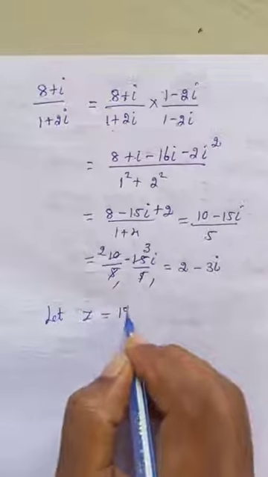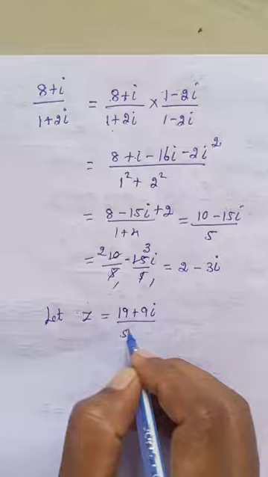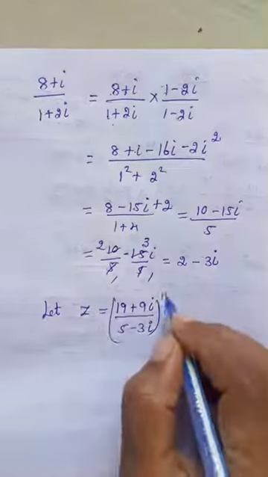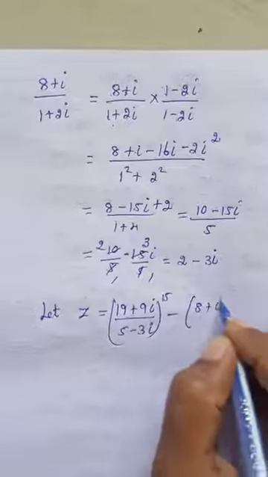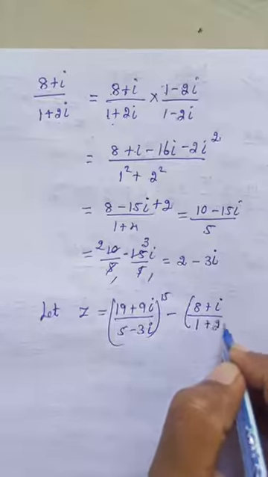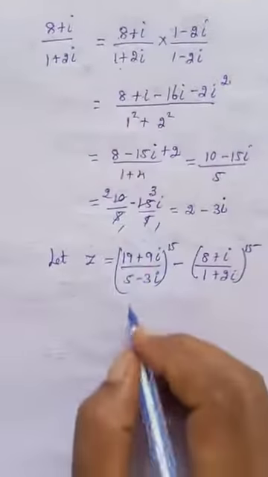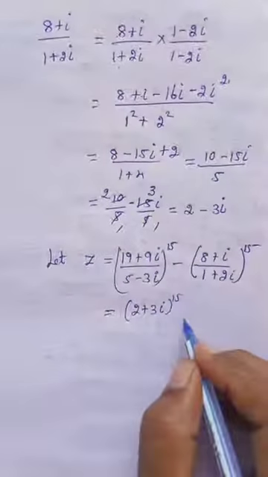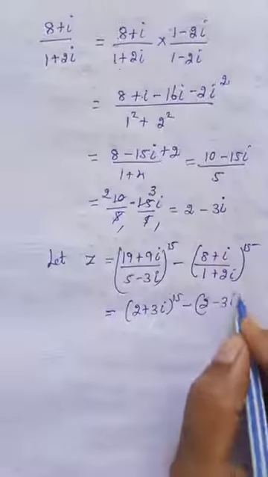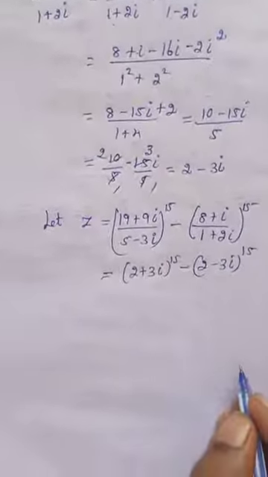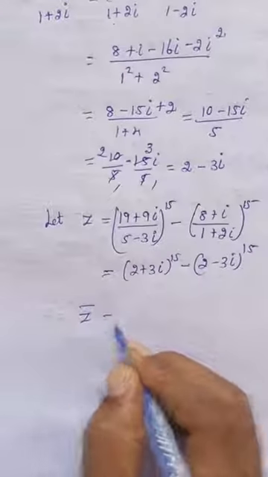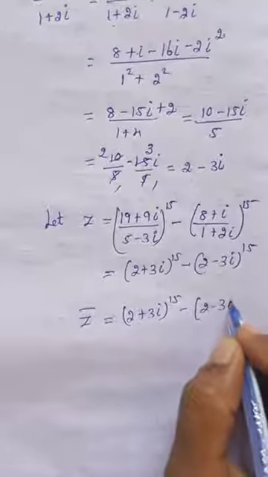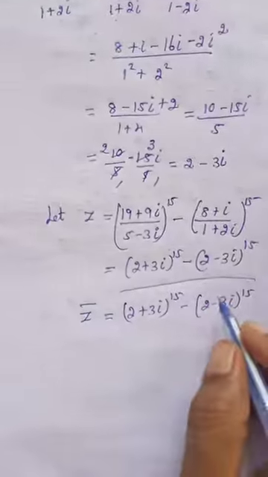Let Z be equal to (19 + 9i)/(5 - 3i) to the power 15 minus (8 + i)/(1 + 2i) to the power 15. The actual values we got are (2 + 3i) to the power 15 minus (2 - 3i) to the power 15. Now, shall we find Z bar? So Z bar is the whole bar of (2 + 3i)^15 minus (2 - 3i)^15, same as the previous step.